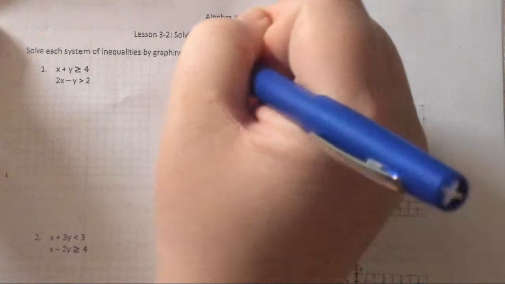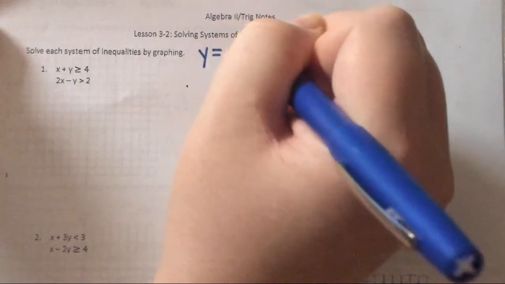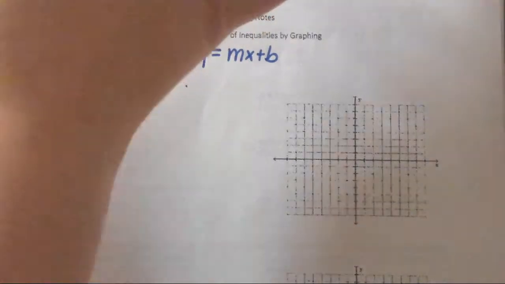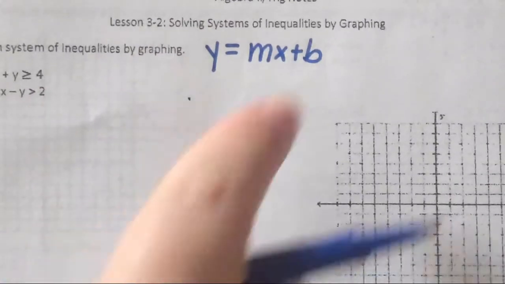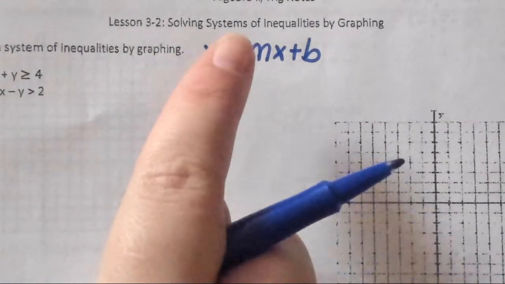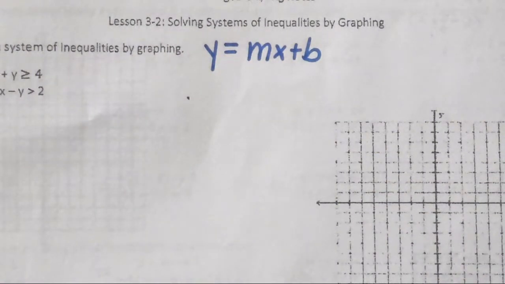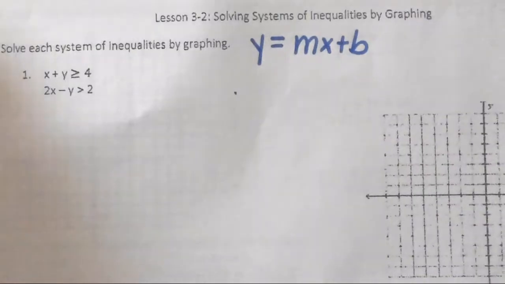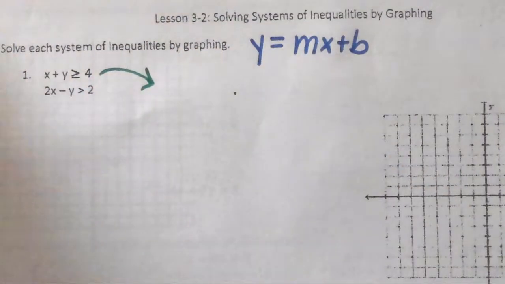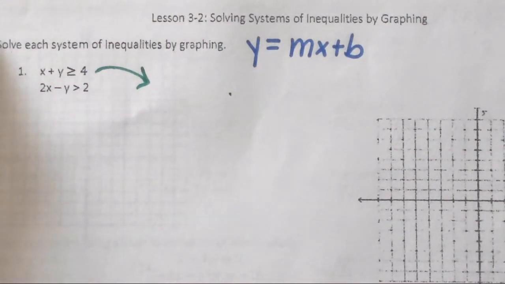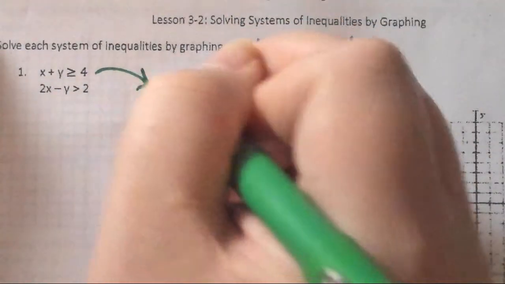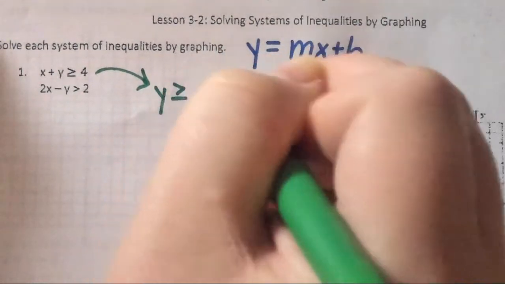Okay, again, as we've been discussing, if you want to graph something, you need it in slope-intercept form, so you need it in y equals mx plus b. But since we're talking about inequalities, we understand it may not be an equal sign, it may be a less than, greater than, etc. Okay, so my first equation was x plus y is greater than or equal to 4. When I subtract x from both sides, I get y is greater than or equal to negative x plus 4.